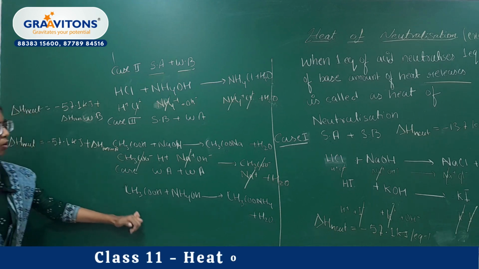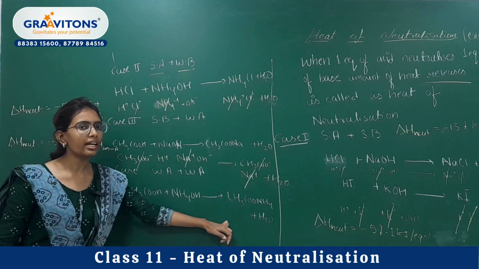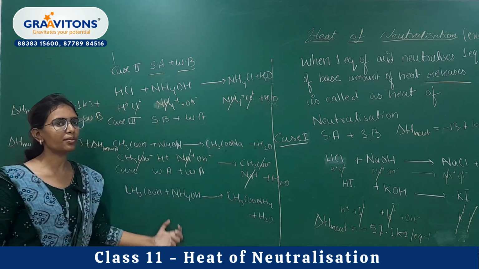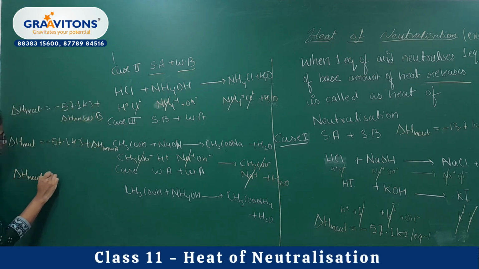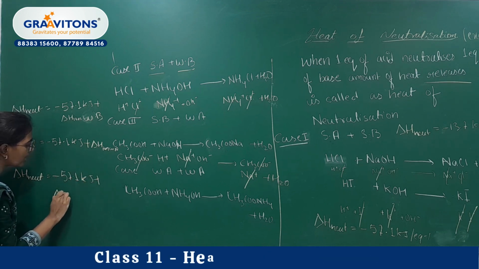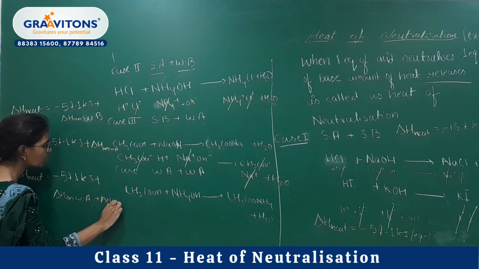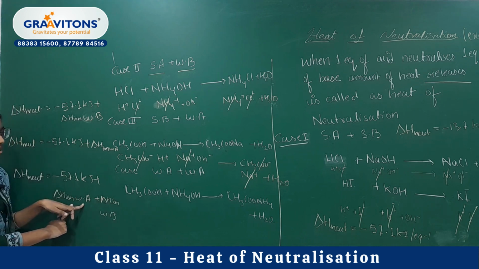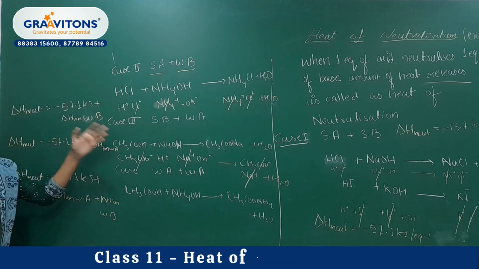If you check the third case, both parts are weak, so none of them will dissociate completely. First we dissociate them, then the anionic and cationic parts get cancelled with the salt, and the ultimate reaction will be H plus and OH minus. So for this case, delta H of neutralization is equal to minus 57.1 kilojoule plus delta H of ionization of weak acid plus delta H of ionization of weak base. For example, delta H ionization of CH3COOH plus delta H ionization of NH4OH. So this is how you calculate for different cases.